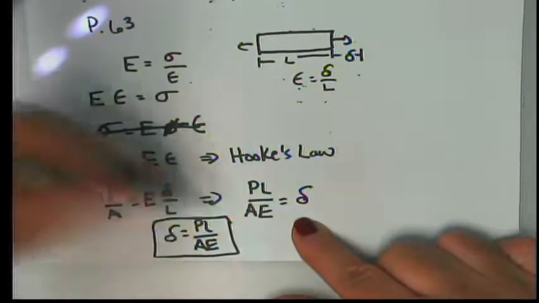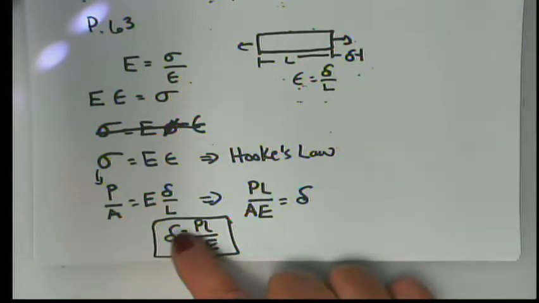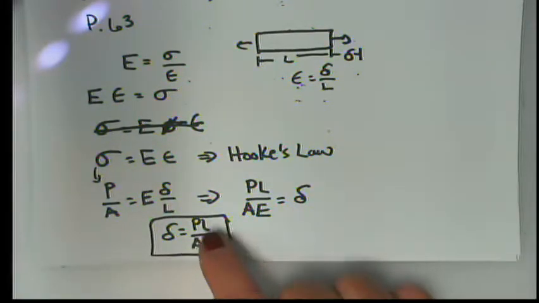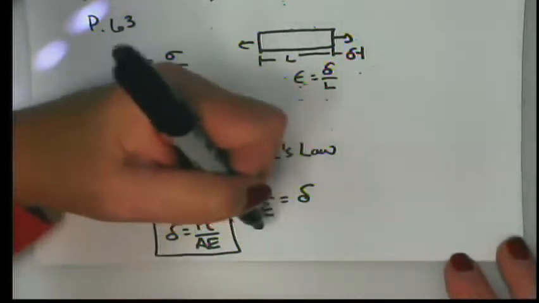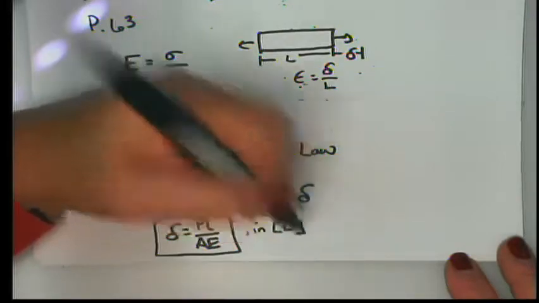Okay, so what does that tell us? That tells us that the amount, in terms of dimensions of length, inches, centimeters, whatever, that the structural member will either elongate or contract is equal to the load applied times the original length divided by the cross-sectional area and divided again by the modulus of elasticity. And that will give you in dimensions of length. Okay?